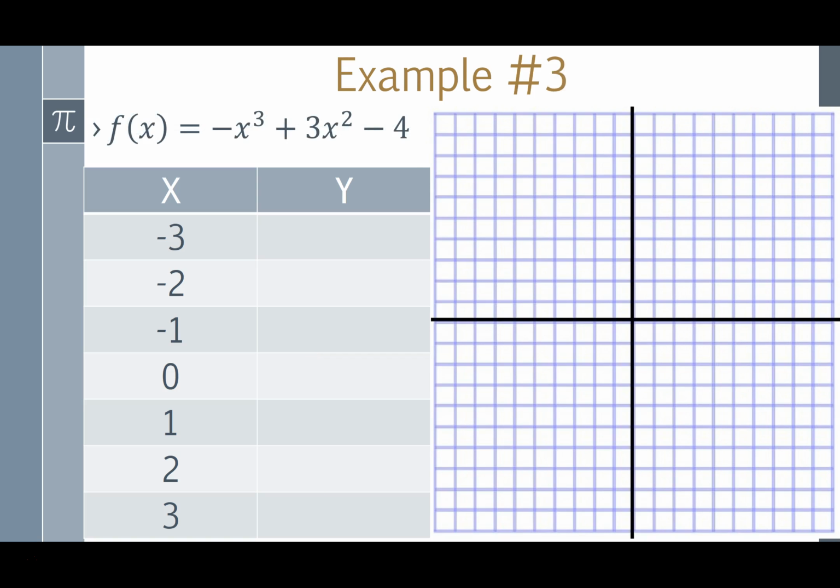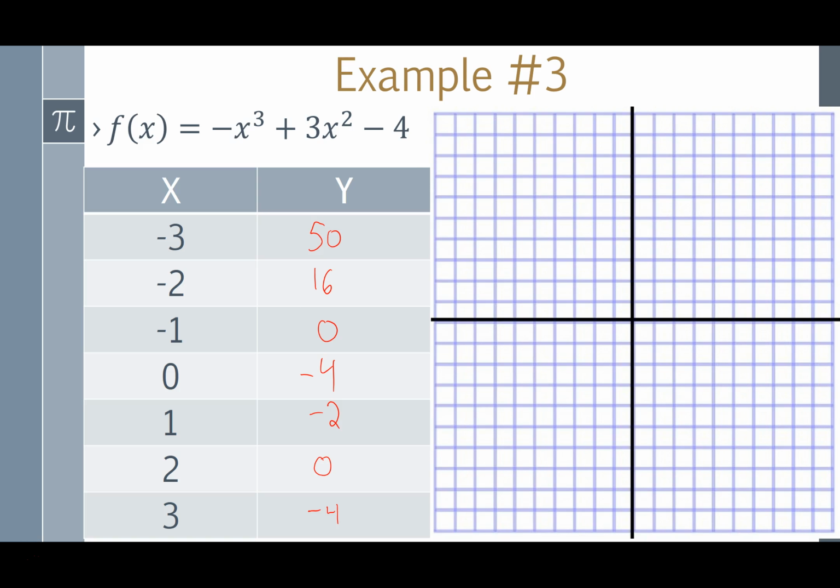So for this one, we have negative x cubed plus 3x squared minus 4. So we plot those values. We're at positive 50, positive 16, 0, negative 4, negative 2, 0, and then negative 4.